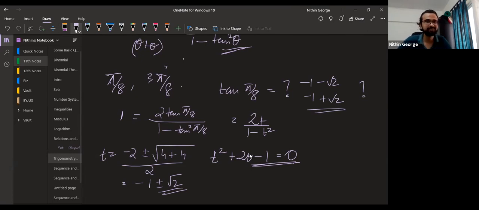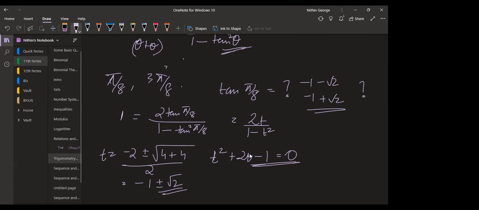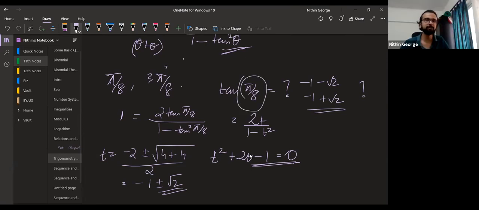Guys, which one is it? Minus 1 plus root 2. Minus 1 plus root 2. Because pi by 8 is in the first quadrant, we are expecting a positive value. So this is wrong. Okay.